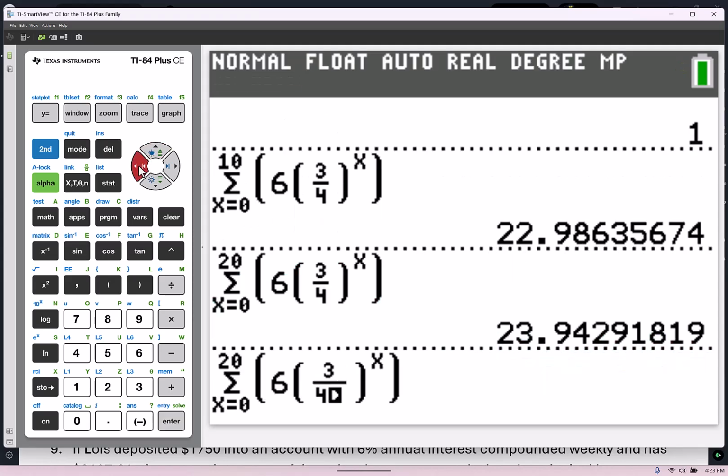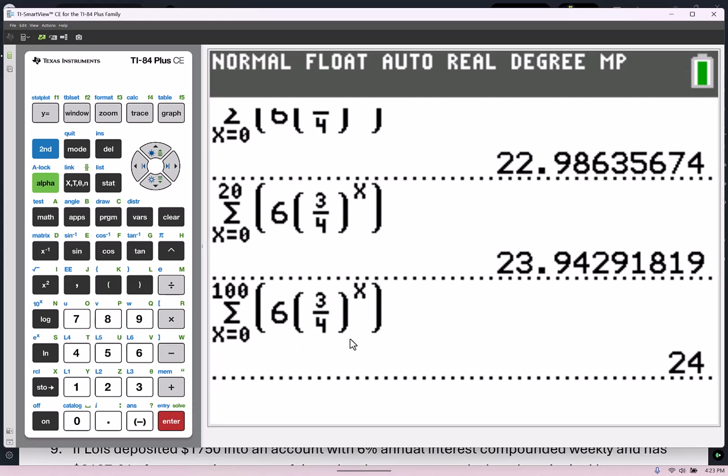My calculator is faster than your calculator, but your calculator might take a while if you put 100. Let's see. 100. Okay, look, there it is. It's already at 24. It's not really 24, guys, with the 100. It's probably 23.999999, but it's good enough. Do you see how we did it?